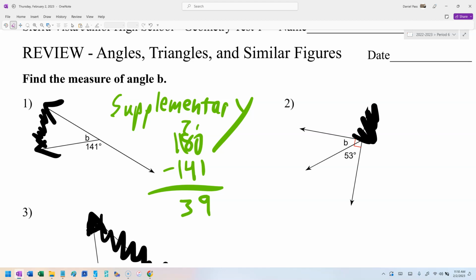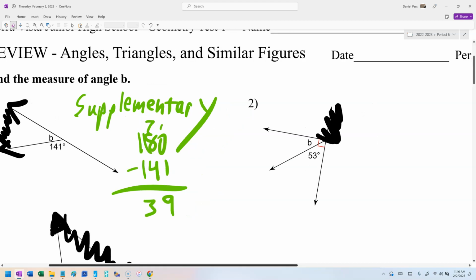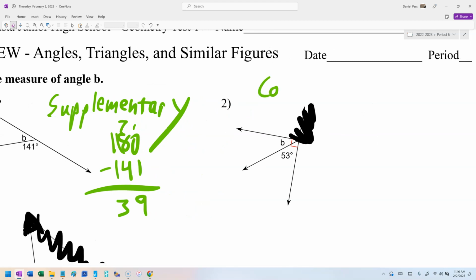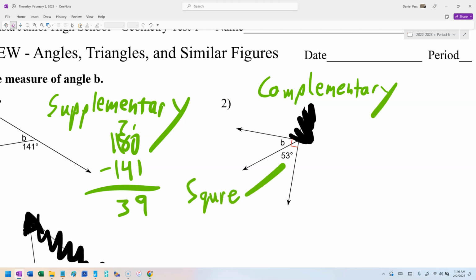How about number 2? How do we do that one? Since this one is complementary and it's a right angle. You know that because there's the square on the corner. I'm going to write that. This square is really important. This red square means 90. If it doesn't say it's a right angle, or if it doesn't say it's 90, or if it doesn't have that square, we don't know. Just because it looks like it doesn't mean it is exactly.